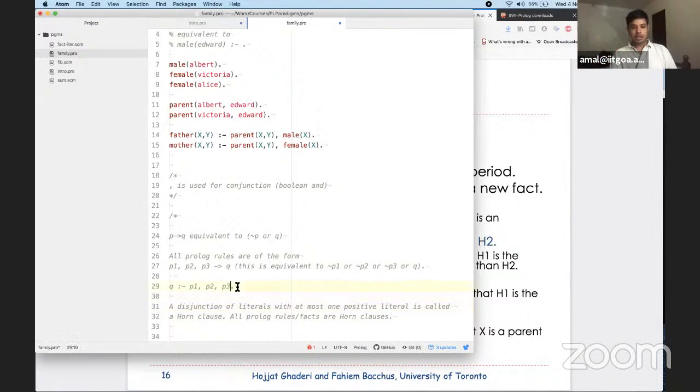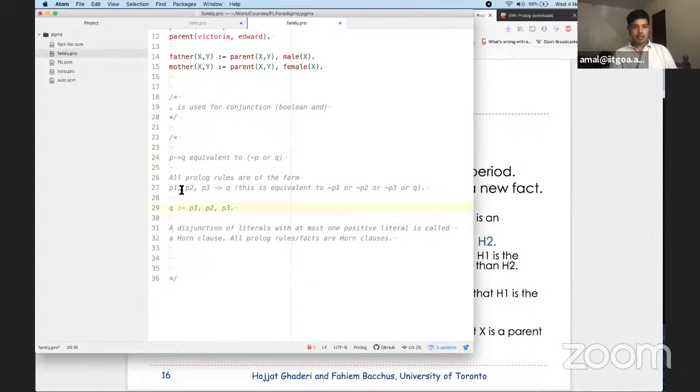And so we have already seen that a Prolog rule like Q if P1, P2, P3 is equivalent to negation P1 or negation P2 or negation P3 or Q. There is exactly one positive literal here. Positive means there is no negation in front. That's what we mean by positive. So Q is a positive literal. Similarly, if I have just a fact like Q, that's also a positive literal, and there are no negative literals in that. So all Prolog rules are Horn clauses.